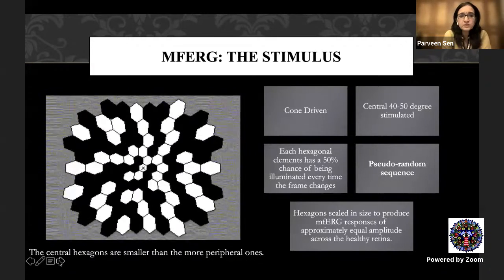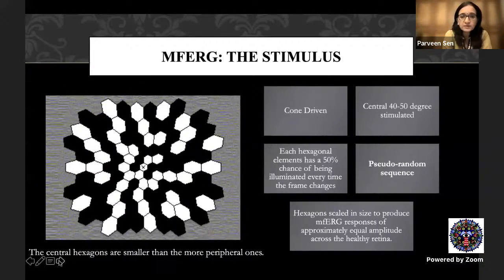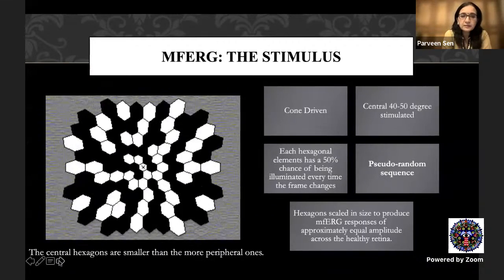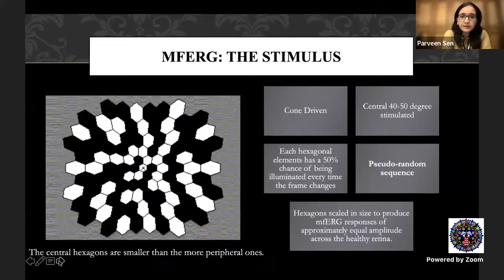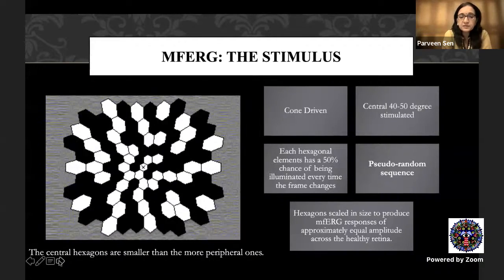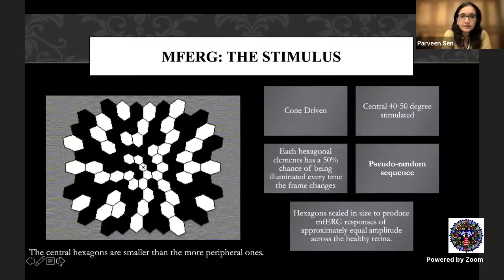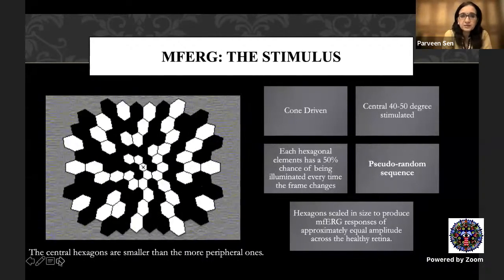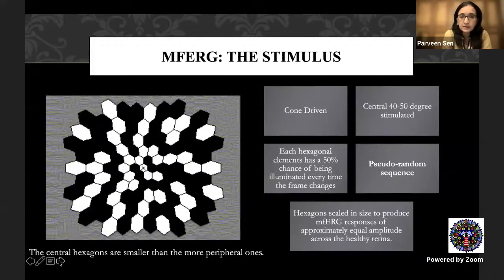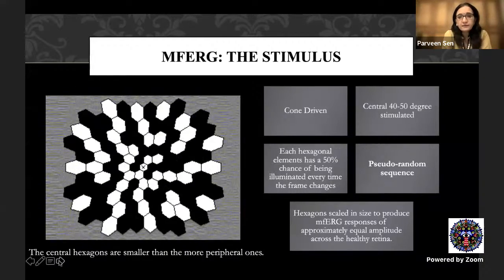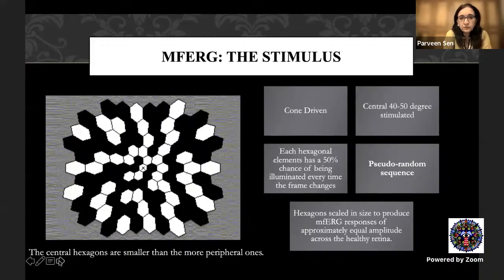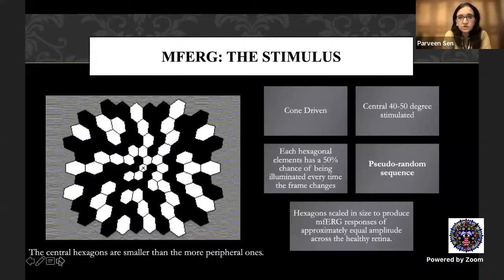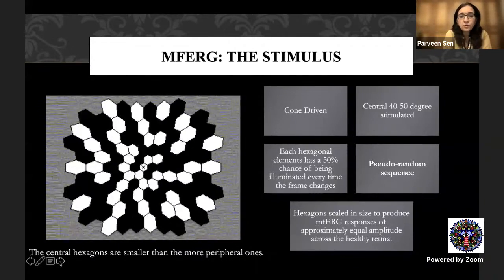This is the typical stimulus which is used. It is called the pseudo-random stimulus, but there is nothing random about it, which is why it is pseudo-random, because these hexagons light up or become dark following a particular sequence, which is called the M sequence. It appears to be random, but is not truly random. At a particular period of time, there's a 50% chance that each hexagon may be bright or dark. Another important thing, if you notice, the central hexagons are generally smaller in size. As you go towards the periphery, they become larger. And this is to take care of the cone density.